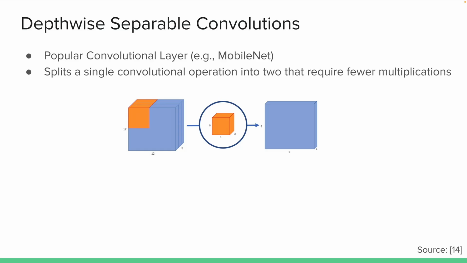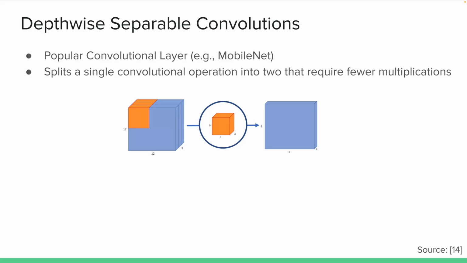One very popular alternative to standard convolutional layers are so-called depthwise separable convolutions. You can find this layer in many optimized architectures, for example, MobileNet. What it does is it basically splits a single convolutional operation into two operations that require far fewer multiplications. Let's have a look at an example to visualize this a bit better.